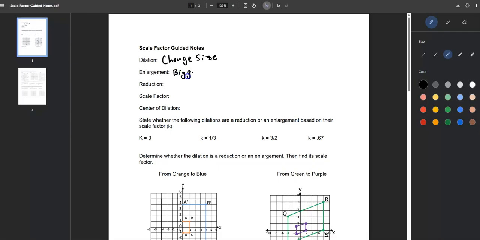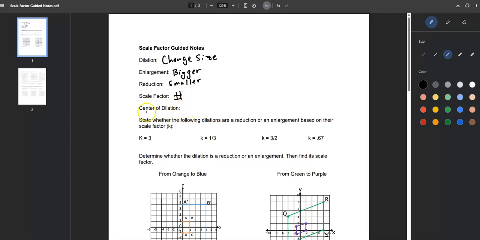So that's bigger than the original one. And when it's smaller, we call that a reduction. So an enlargement and a reduction are dilations. The dilation is just the changing of the size. The scale factor is the actual number that we multiply by. So the number that's going to change it and make it bigger, like 2 times bigger, or 5 times bigger, or it's half of what it is.